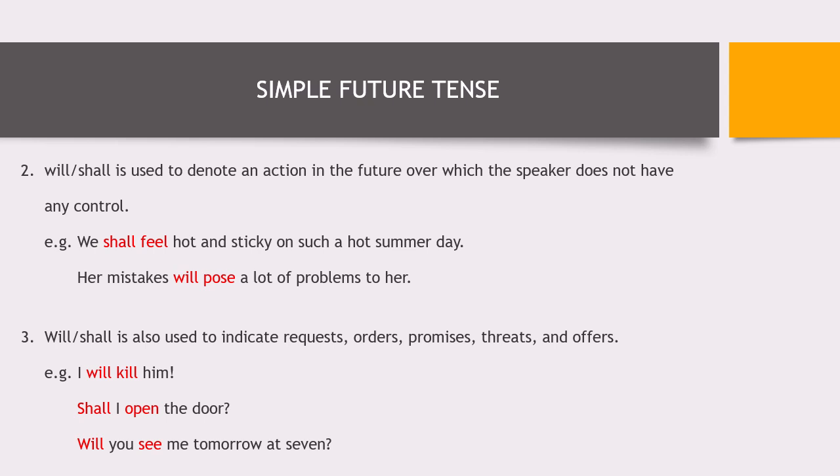3. Will or shall is also used to indicate requests, orders, promises, threats, and offers. For example, I will kill him. Shall I open the door? Will you see me tomorrow at 7?